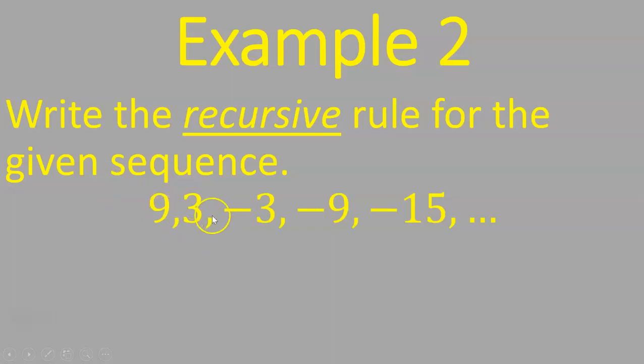So here your common difference is actually -6. Remember, if it's not obvious, just take any term and subtract the previous. 3 minus 9 is -6, for example. That's true for any of them. So to get from one term to the next, you subtract 6. That's what the formula looks like: a sub n equals a sub n minus 1 minus 6. This is your answer to example 2.